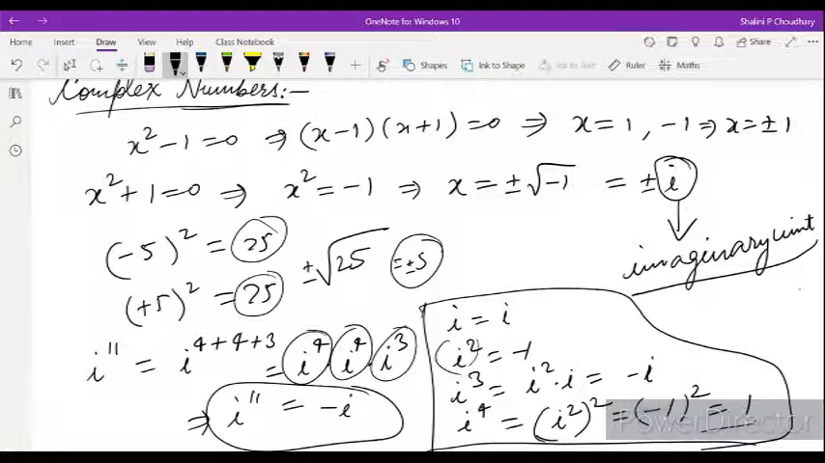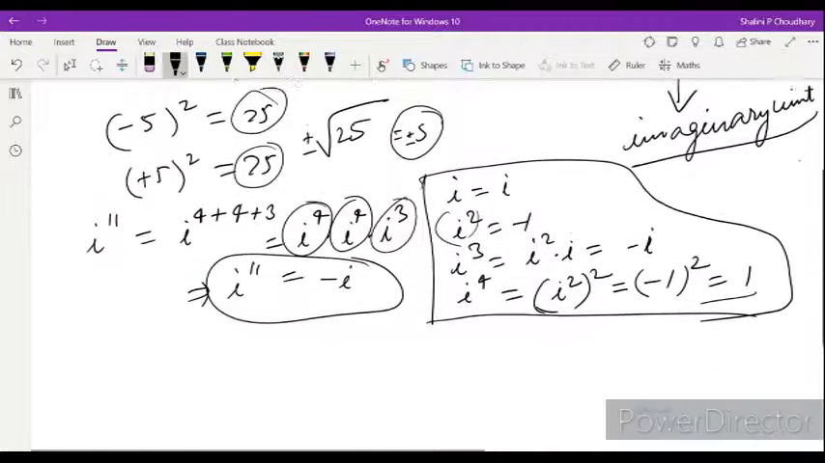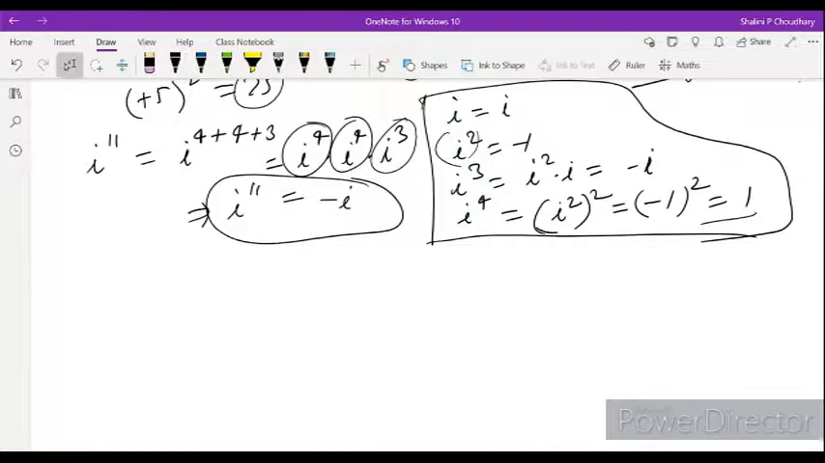This part clear? Now we'll see some properties. Properties of i, there are three properties. i when multiplied by 0 will get 0, and the square root of minus a square will be equal to what?